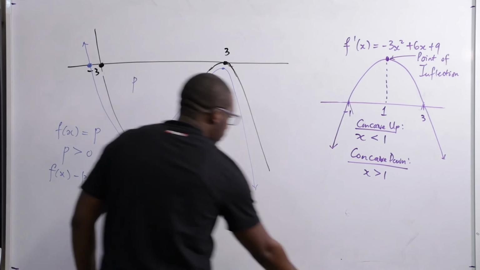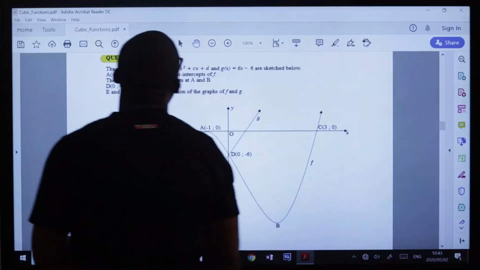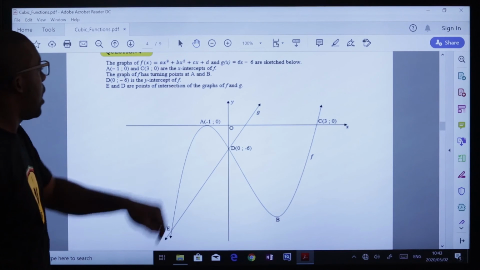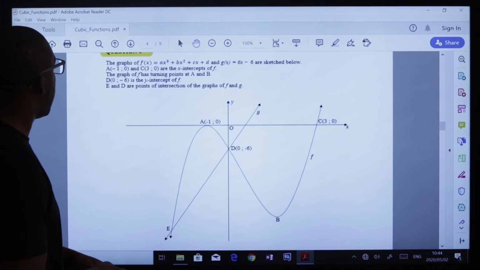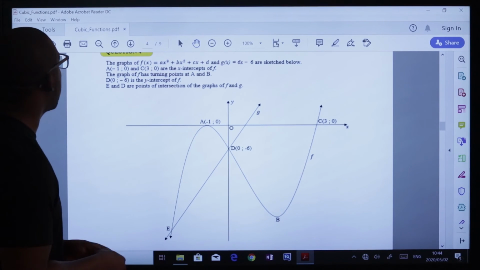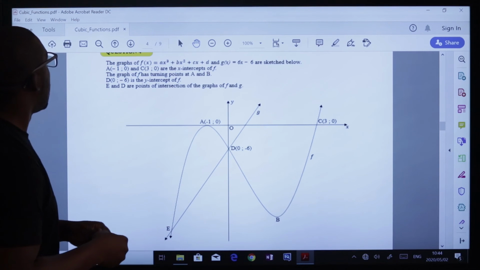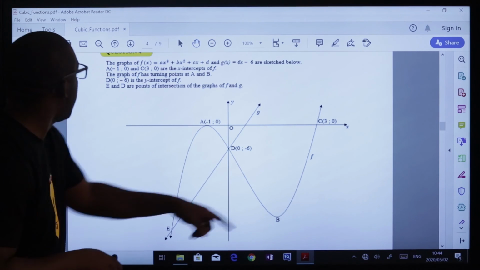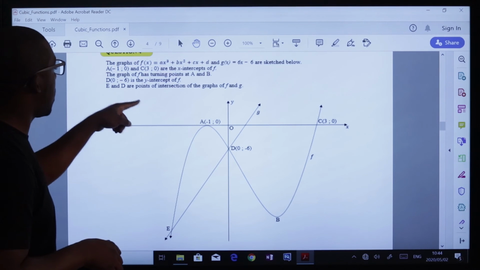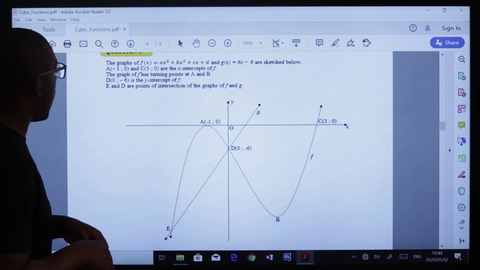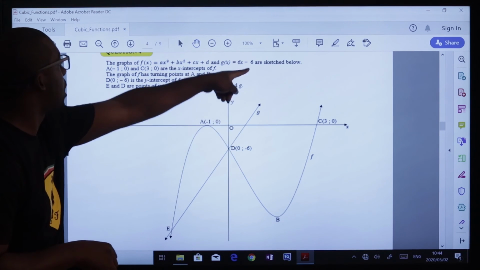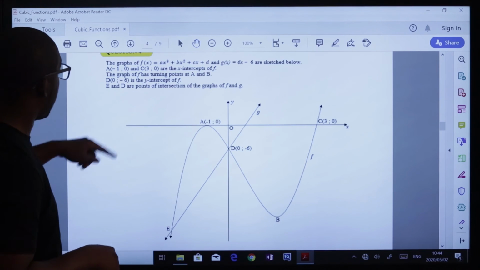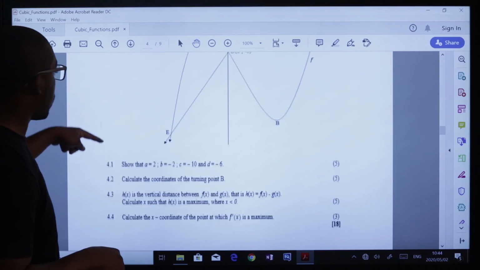Here's another question. The graphs of f of x and g of x are sketched below. A is a repeated root because it's an x-intercept as well as a turning point. A and B are the x-intercepts of f. The graph of f has turning points at A and B. D, which is 0, minus 6, is the y-intercept of f. It's also the y-intercept of g. E and D are the points of intersection.